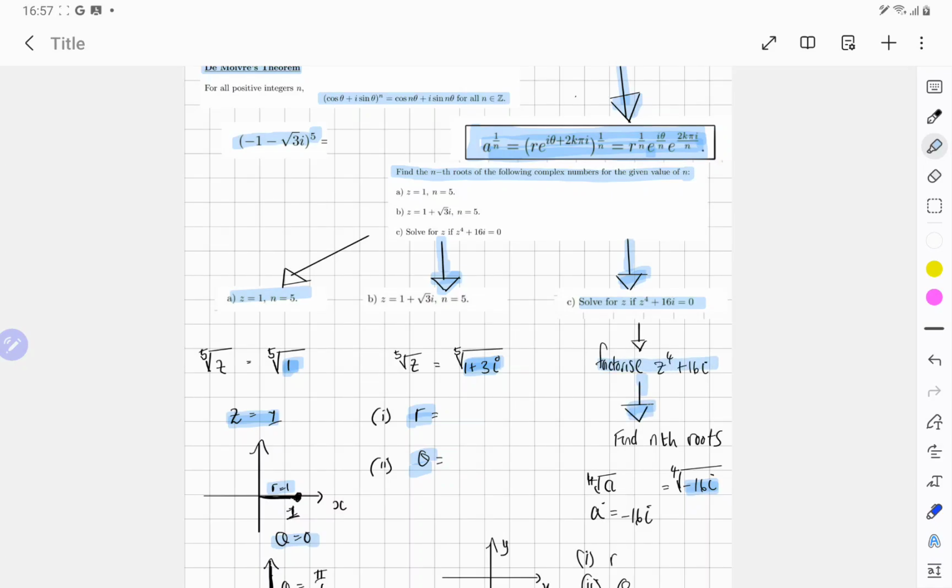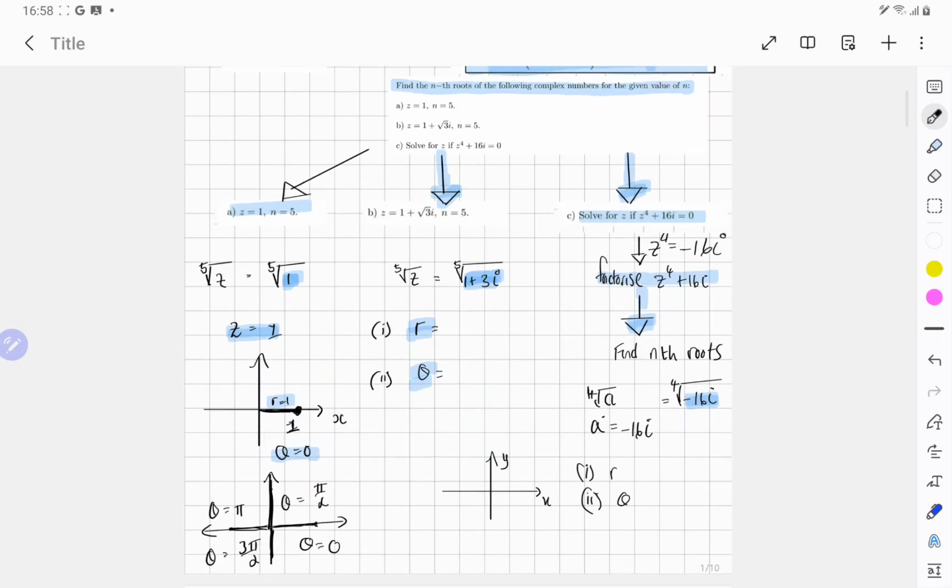So for both, you can write z to the 4 as minus 16i. So in other words, you're finding the fourth root of minus 16i. So just to recap what I said earlier, students often go wrong. They want to sketch the whole thing on the Argand diagram. No, we will just sketch the inside.